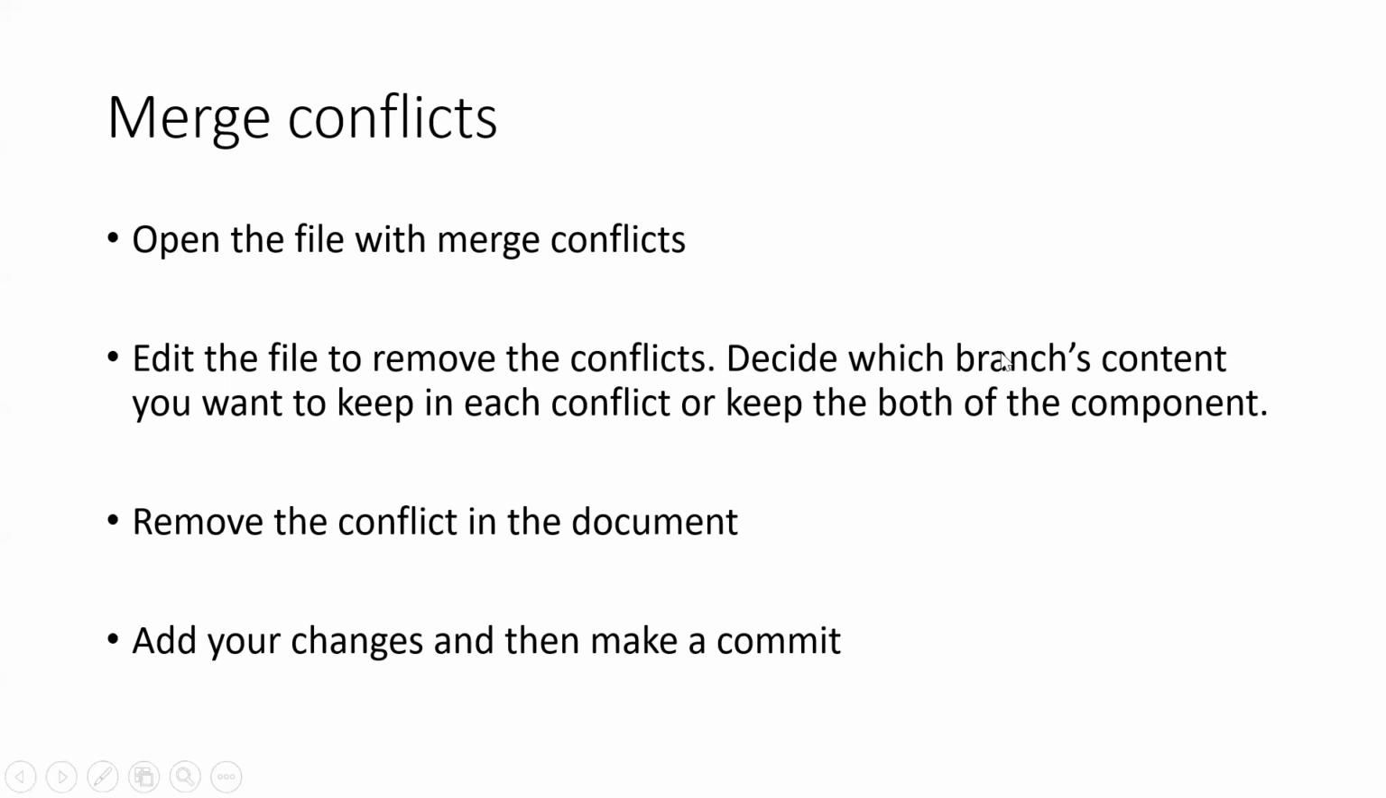We need to decide which branch's content we want to keep. For each conflict, we need to check which should be the current, I mean, updated one, maybe the first developer's, or maybe the second one, or maybe both of them should be fine. Then we need to manually keep those changes, and that's how the conflict is removed.